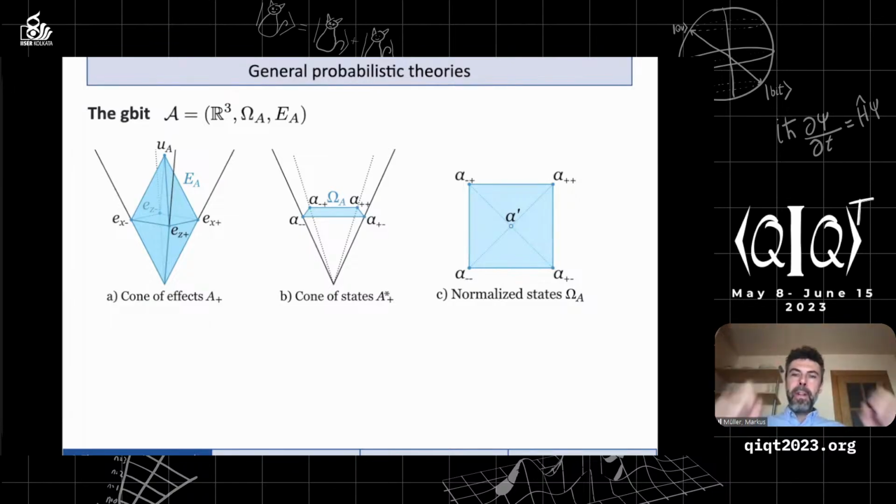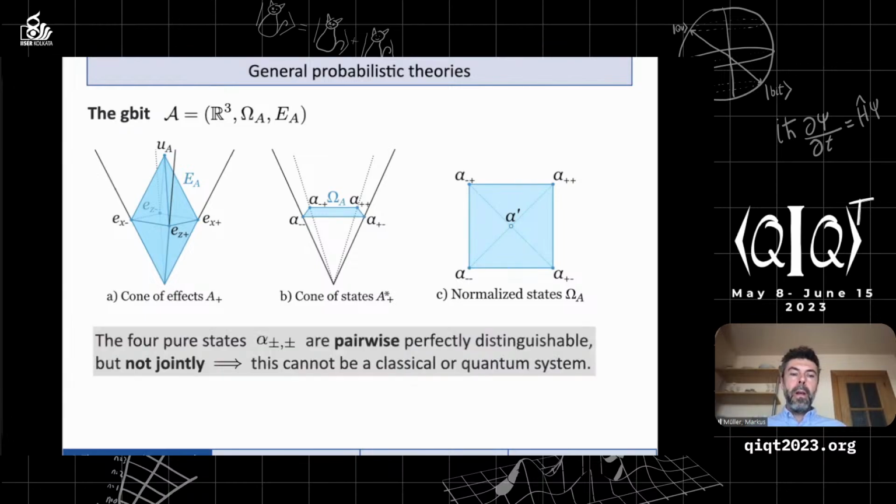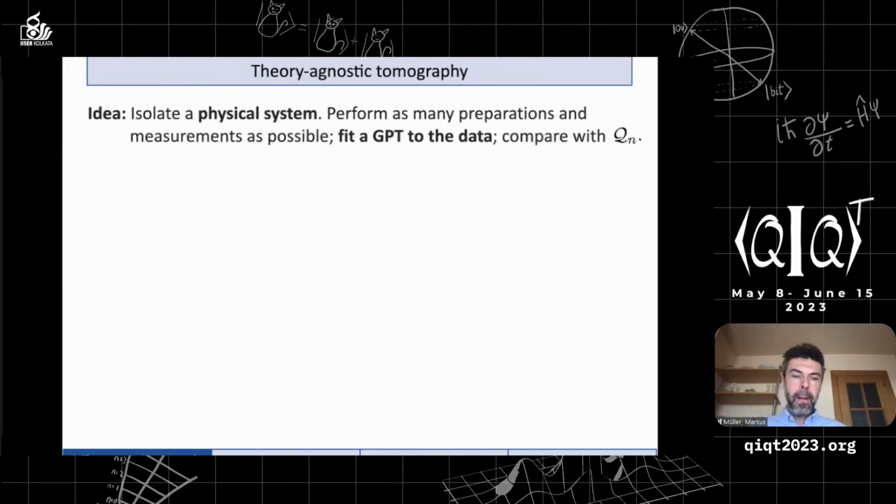Comparing an effect with a state gives you probabilities. And it turns out that when you look at the system, these 4 pure states, the 4 corners of the square, turn out to be pairwise perfectly distinguishable. So the upper left corner can be perfectly distinguished from the upper right corner, but they are not jointly perfectly distinguishable. And this is a behavior that you cannot have in quantum theory or in classical theory. And this already shows you that this system is neither classical nor quantum.